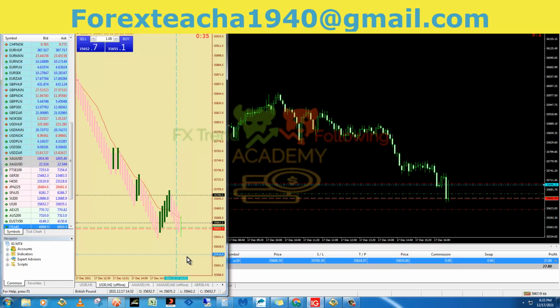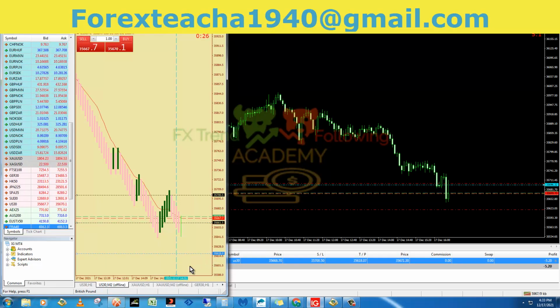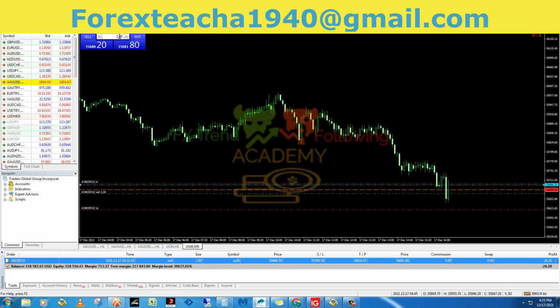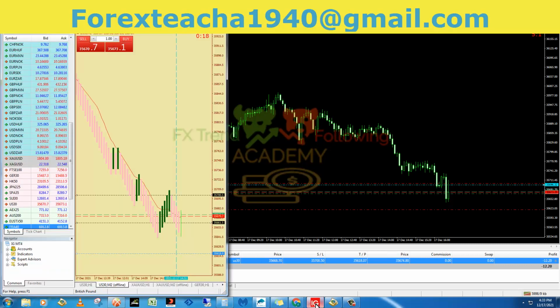35618, somewhere around there. All right, so you can see it's turning back right now, which means I should be prepared to put the other trade right there. So I'm a bit slow today because I'm trying to explain the strategy and how it works.